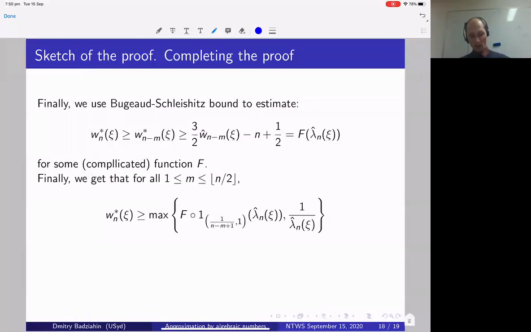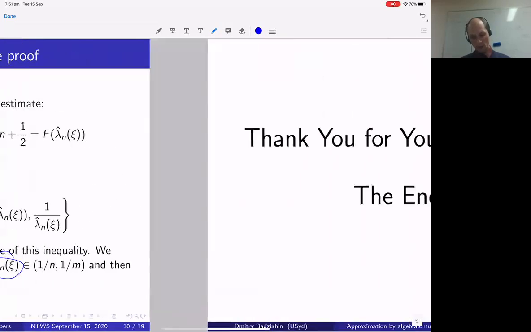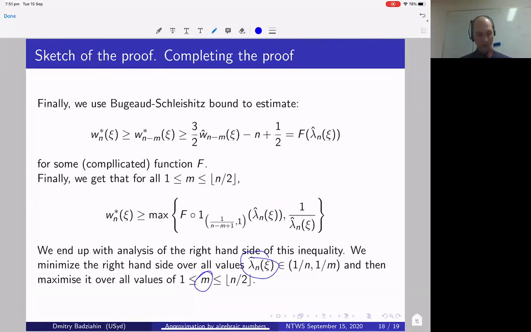Right? And then we combine two things together. So we have this formula for small values of λ_n hat, this formula for large values of λ_n hat, and then that becomes a problem from analysis, right? We need to optimize this right-hand side. Firstly, we optimize it by choosing the right value of λ_n hat, so we want to minimize this expression over all λ_n hat of ψ, and after that we maximize it over m. That's something technical, but rather straightforward. And that gives us, in the end, the result that W star of ψ is bigger than n over root of 3.